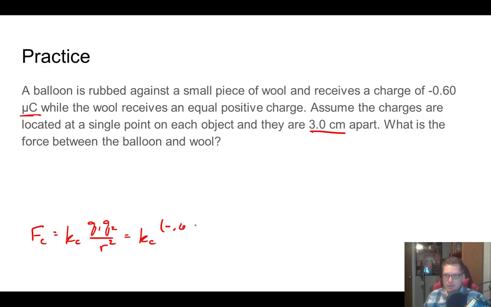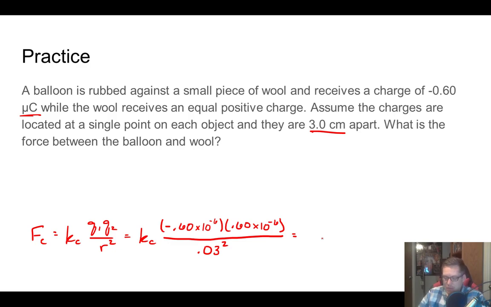Negative 0.60 microcoulombs, well, that means it's times 10 to the minus 6th coulombs, times positive 0.6 times 10 to the minus 6th coulombs, and then divided by the distance between them. But this is in centimeters, so it becomes meters. You divide by 100, so it'd be 0.03 squared. And then that's really all there is to it. We just plug everything in.